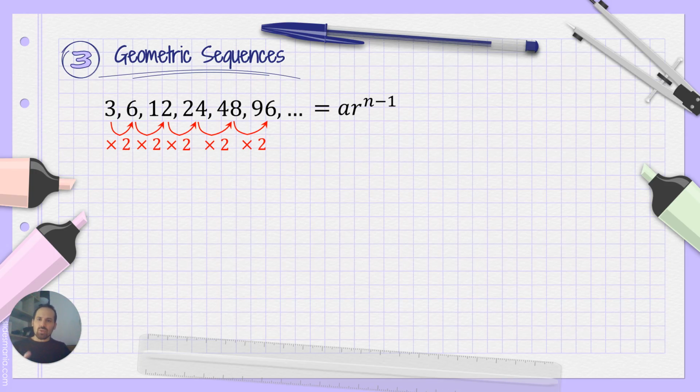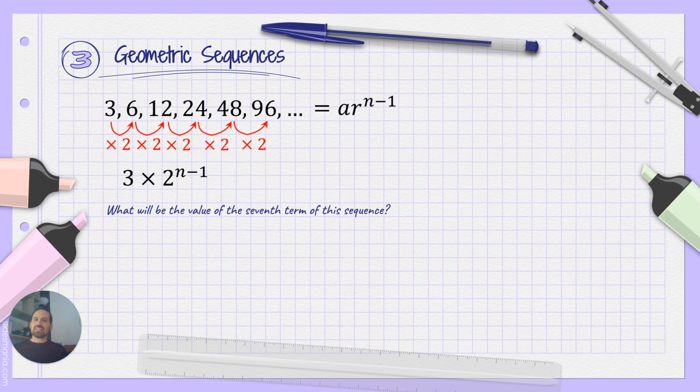So what we need to do is identify what that first term is, and identify the common factor that's going up each time, which in this case is 2. That allows us to form the equation that will generate the nth term. So we get 3 times 2 to the power n minus 1. And now we could use that to calculate other terms.